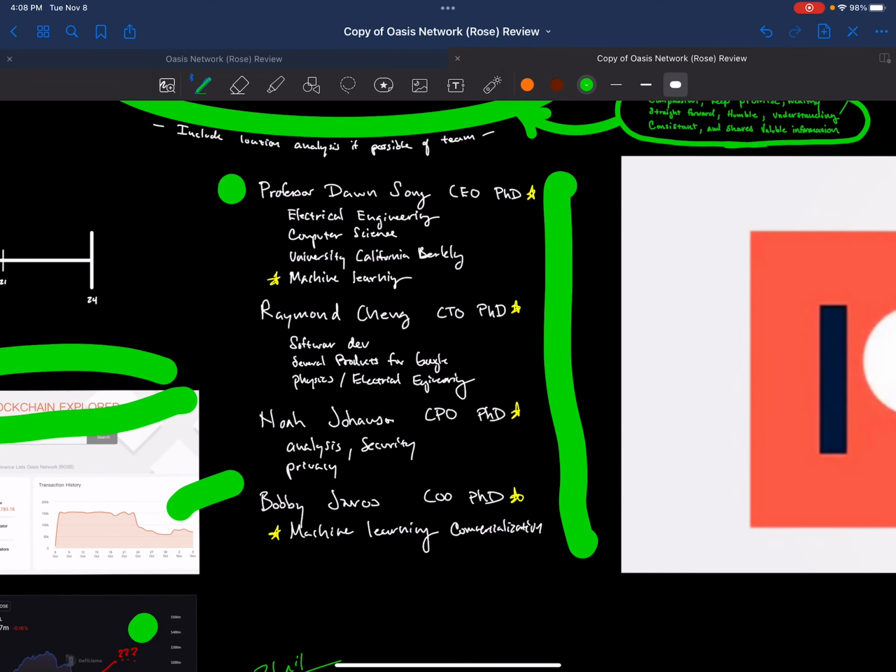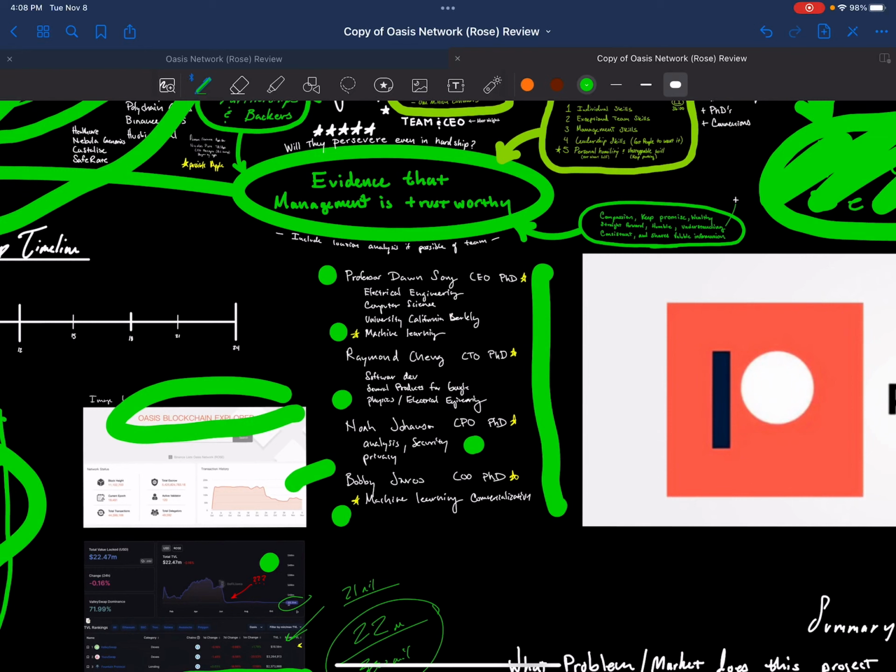Basically, just to give a rundown of the team, you have people in machine learning. You have people in physics, in engineering, software, analysis, security, privacy, and also machine learning. So that is one of the strengths of this project, that there's a lot of PhDs and academics associated with it, and they do have machine learning. Machine learning is one of the next narratives, I believe, personally, in the next crypto market. And in society in general, machine learning is going to be highly relevant moving forward, because we're at a point in time where machine learning is really taking off.